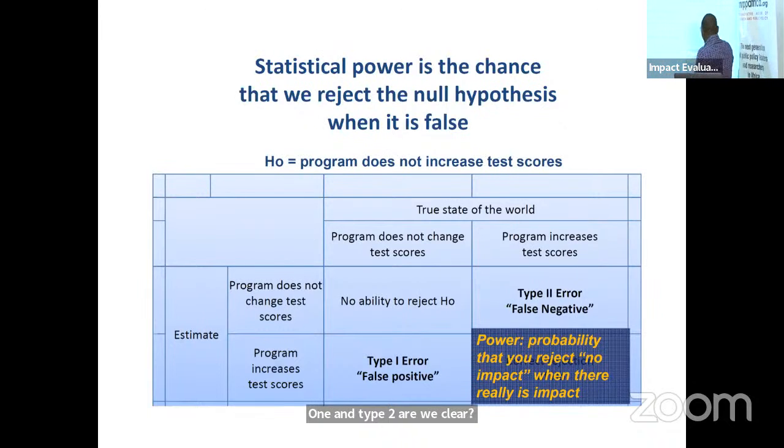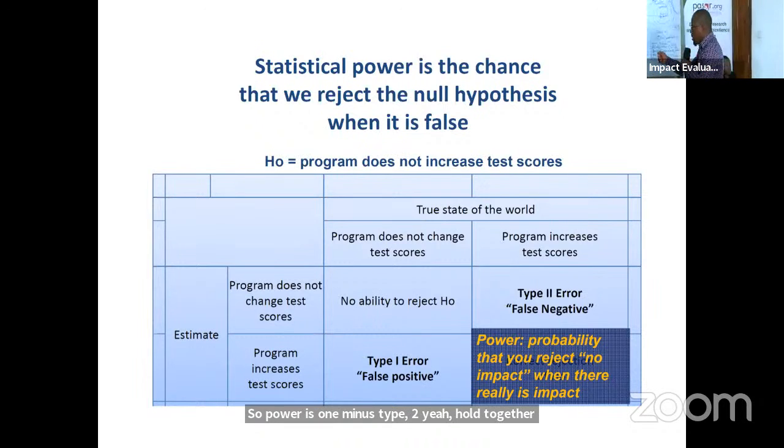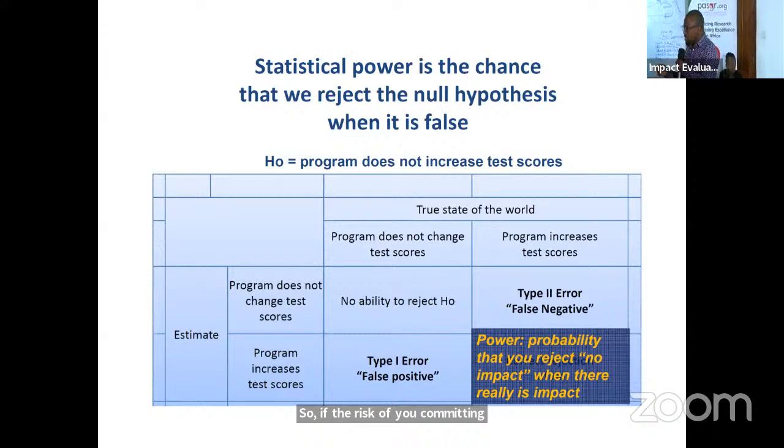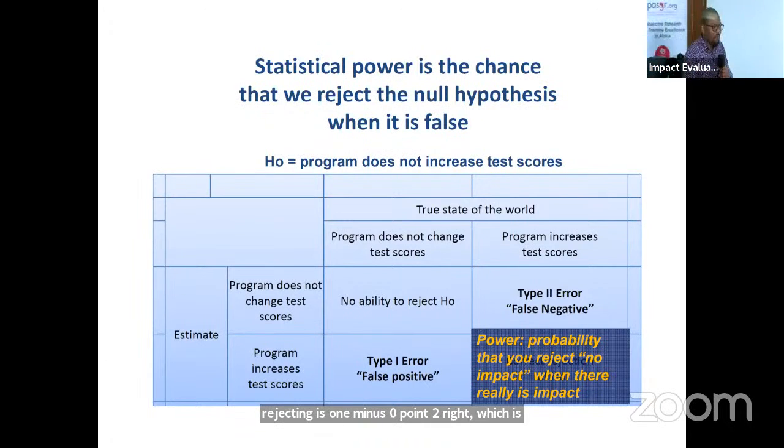So what is the power? Power is the probability that you reject no impact when there is really an impact. So power is 1 minus type 2 error. Are we together? Statistical power, probabilities ranges between 0 and 1. So if the risk of you committing type 2 is 20%, the power, statistical power, the ability of you rejecting, is 1 minus 0.2, right? Which is 80%. Are we together? To just make it very clear for you, and if you won't understand from this example, you will never understand statistical power ever again. Here it is for you.